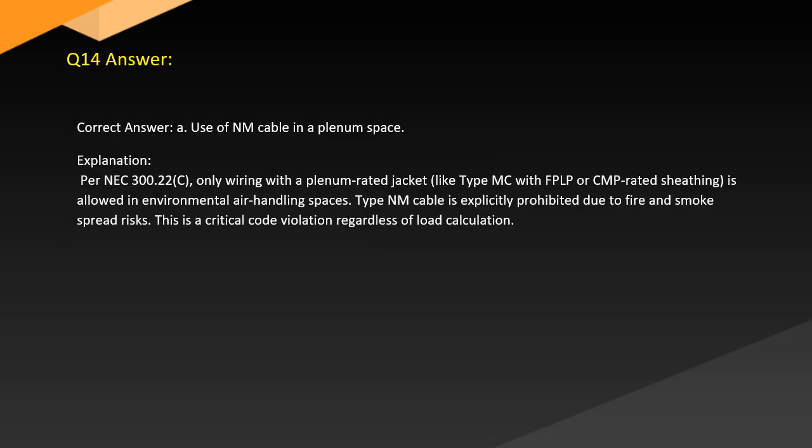Answer. Correct answer A. Use of NM cable in a plenum space. Explanation. Per NEC 300.22(C), only wiring with a plenum-rated jacket, like Type MC with FEP or other rated sheathing, is allowed in environmental air handling spaces. Type NM cable is explicitly prohibited due to fire and smoke spread risks. This is a critical code violation regardless of load calculation.